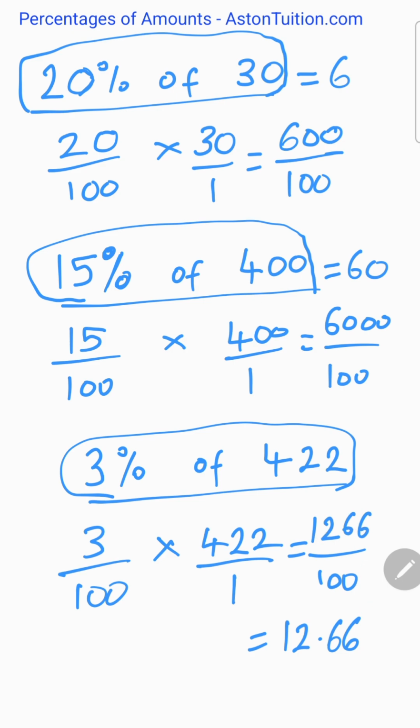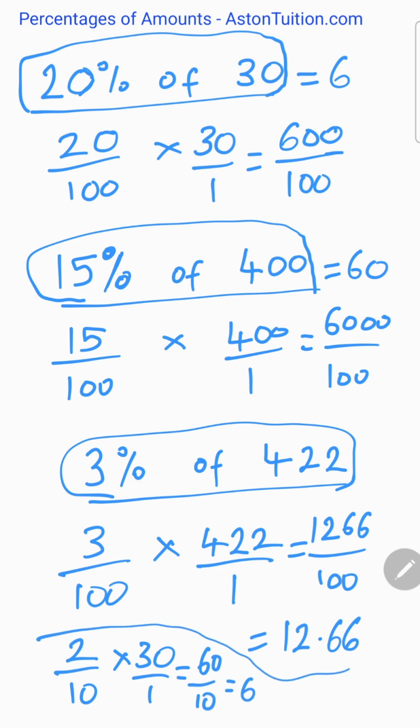So there are other ways of doing it, and you can make the questions a lot easier by simplifying the fraction. So in the first question, 20 over 100 can be simplified to 2 over 10 times 30 over 1. So that's 60 divided by 10, which is 6. You get the same answer. So in some situations, it's actually easier to divide by 100 rather than simplifying the fraction.